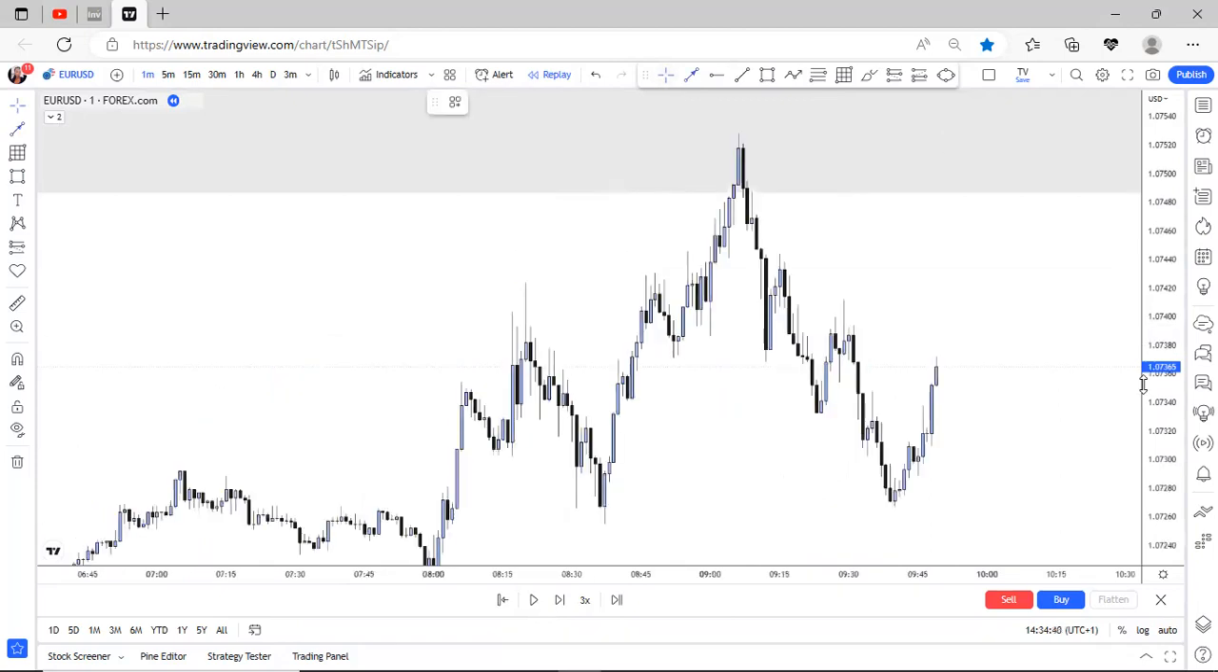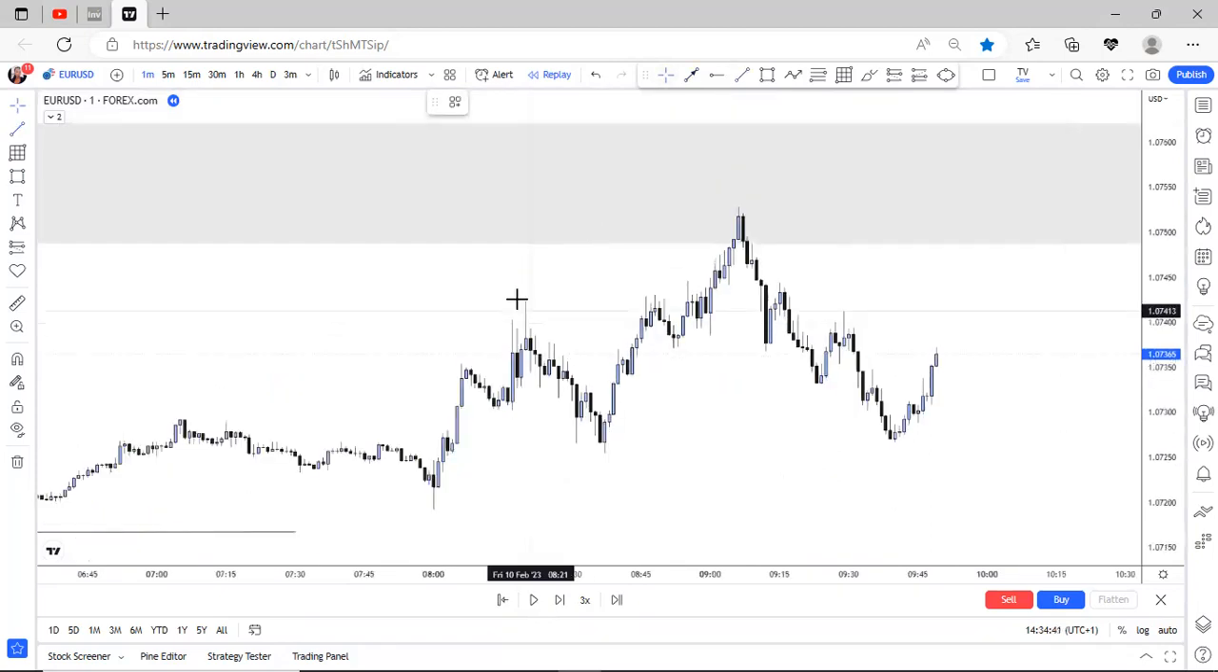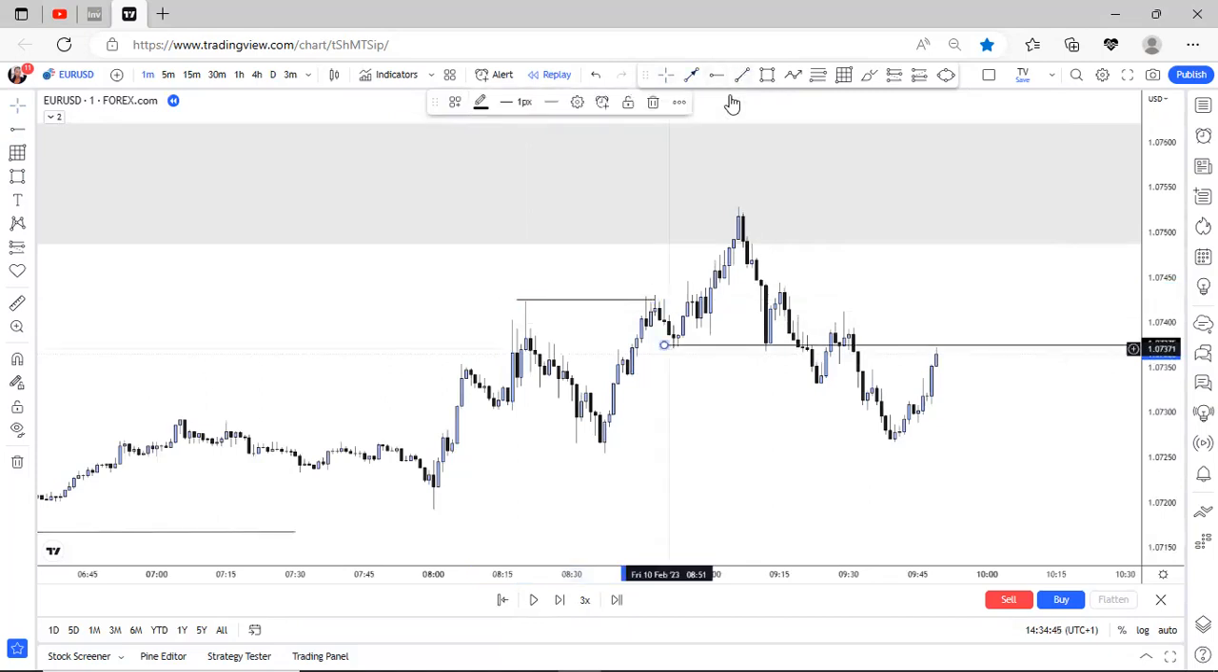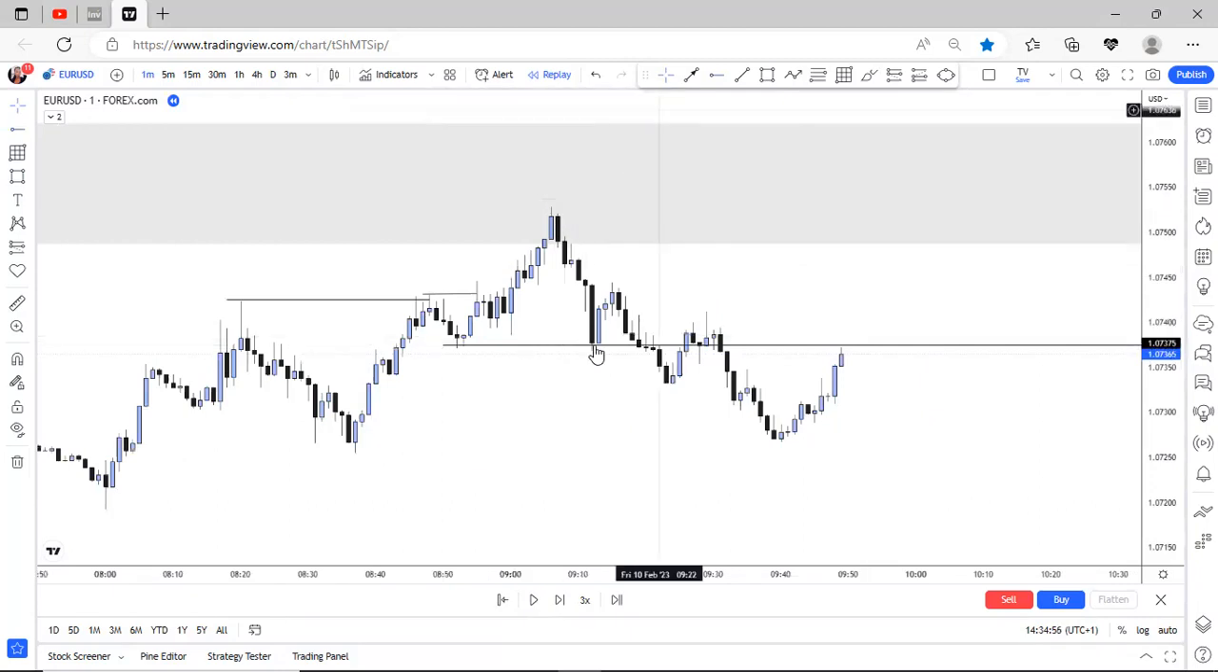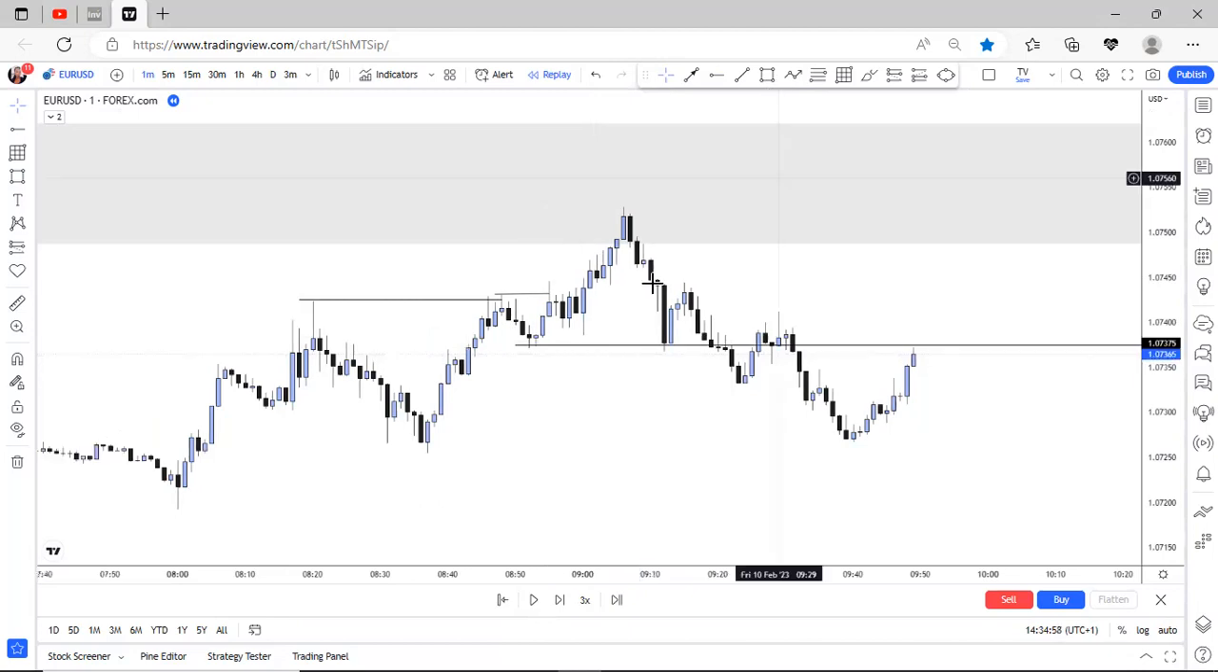If we label how price moved, we broke above this high, creating this low. The market broke above this high again, creating this low, till we finally pushed up. Then we broke these two structures right here. We broke this structure, and the market came back and mitigated this level.